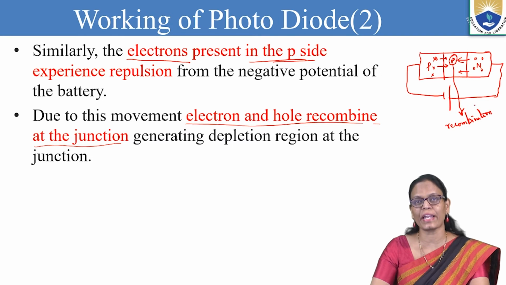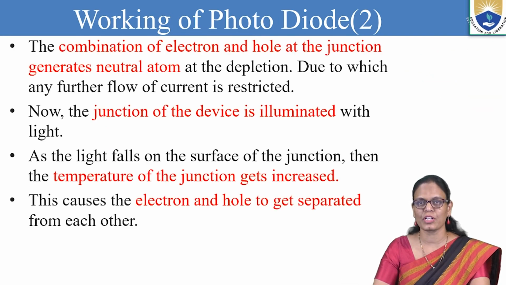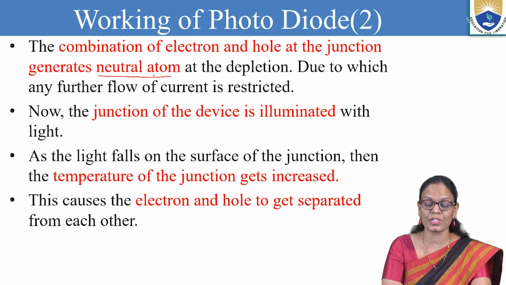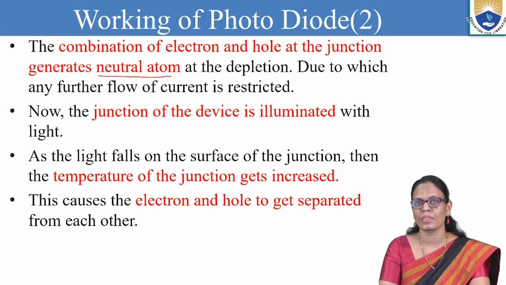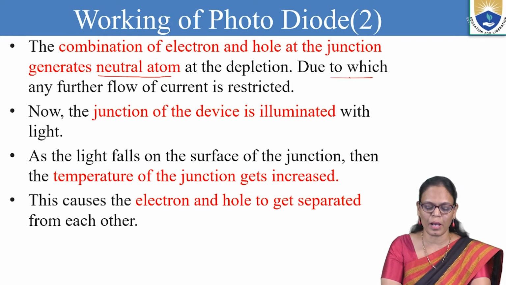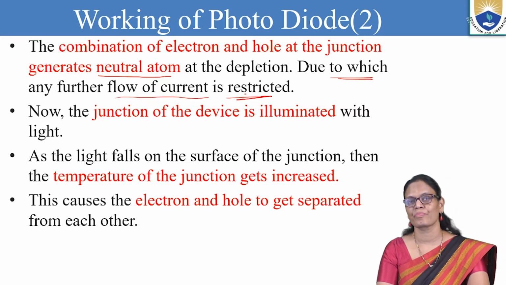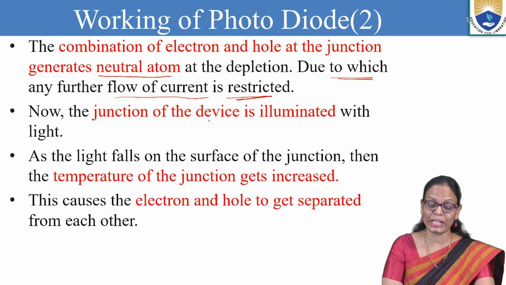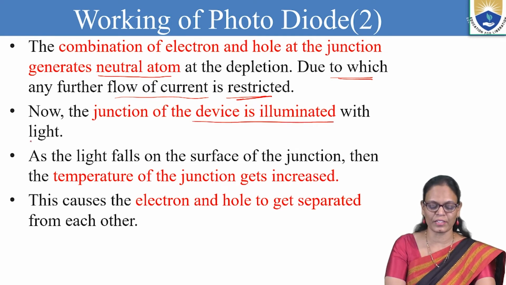Recombination of electrons and holes will occur at the depletion layer. So this combination of electron and hole will generate a neutral atom at the depletion. And due to this, what happens? The flow of current is restricted. Then what we do? We will illuminate the device with light.